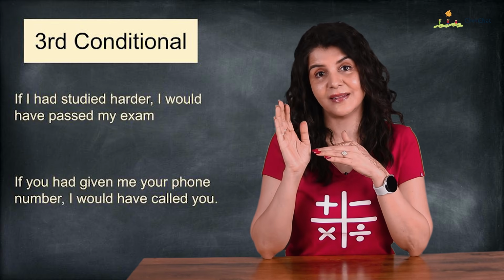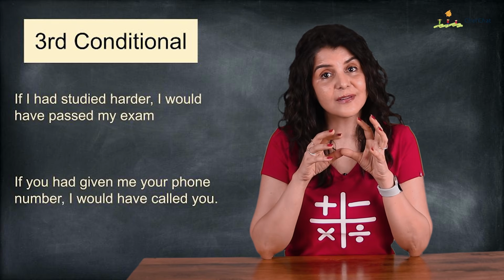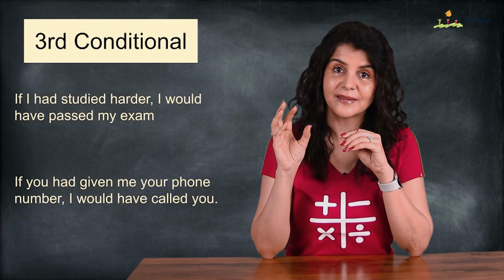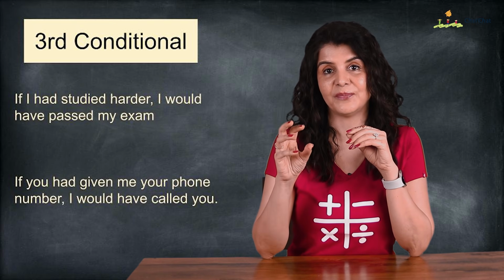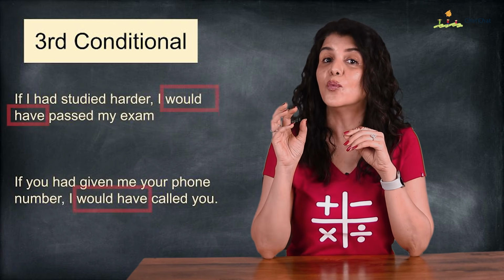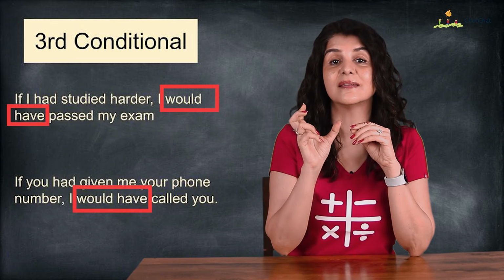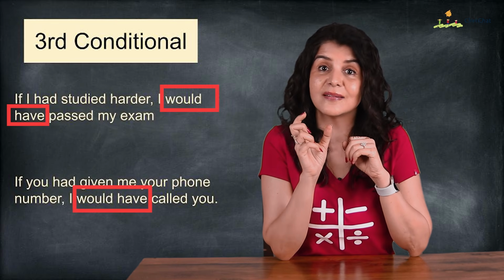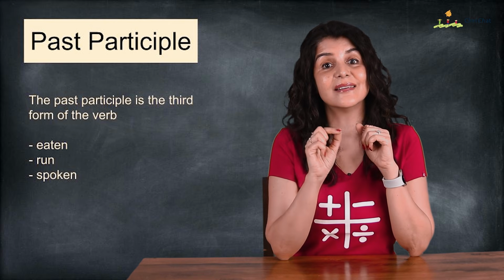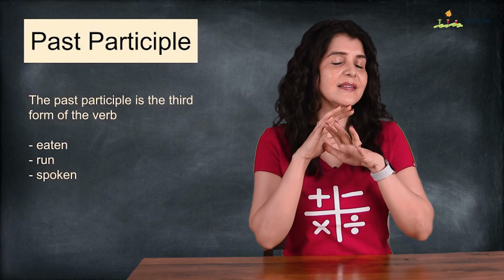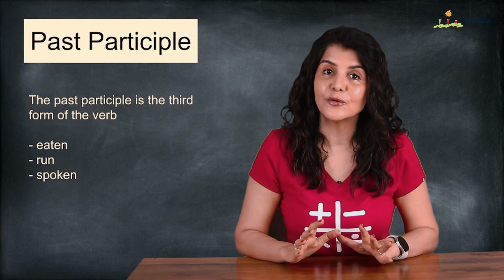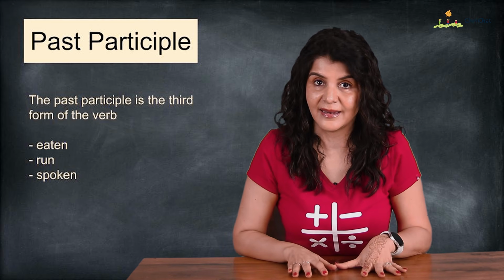Both the clauses are in the past. The if clause is in the past perfect tense. If you had given me your phone number, I would have called you. The main clause has would have with the past participle. Now, what is past participle? It is the third form of the verb: eaten, run, spoken. Now here, this is just an overview for you to get a basic understanding.